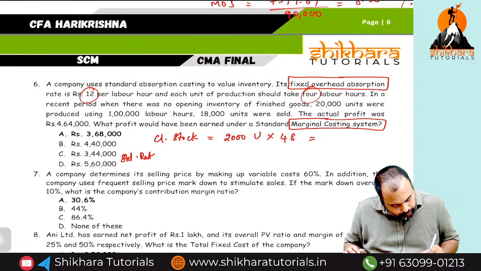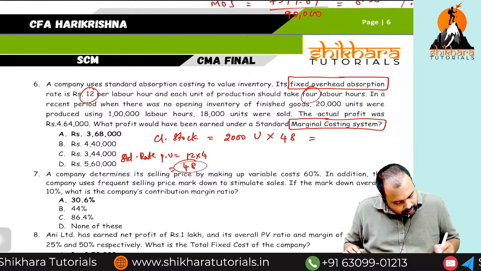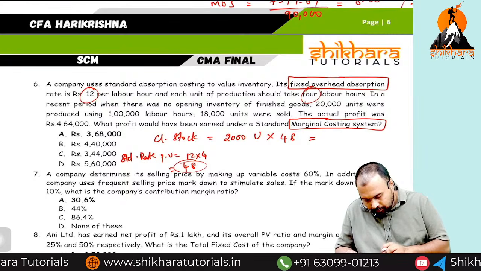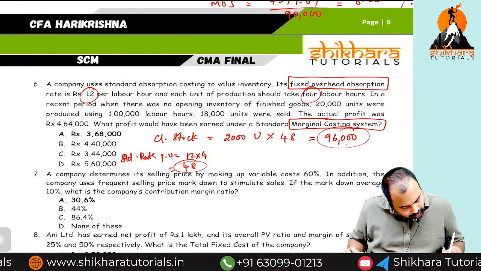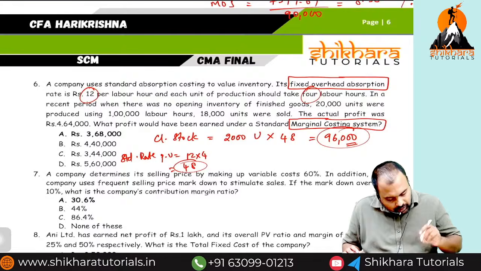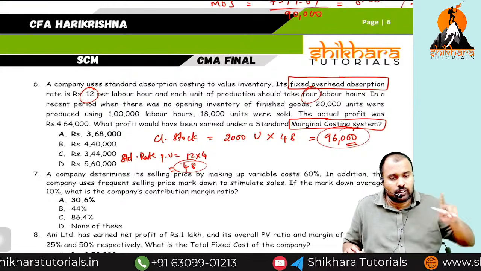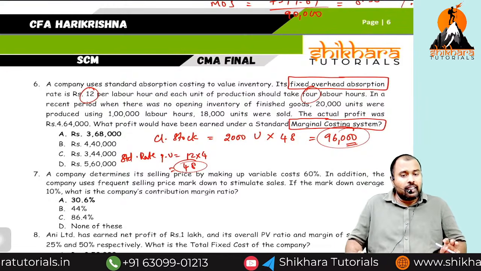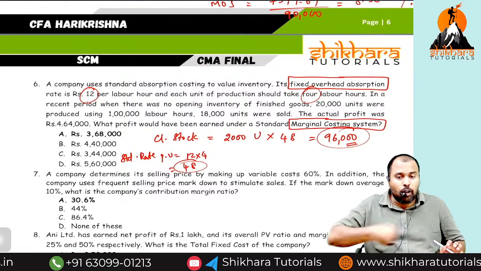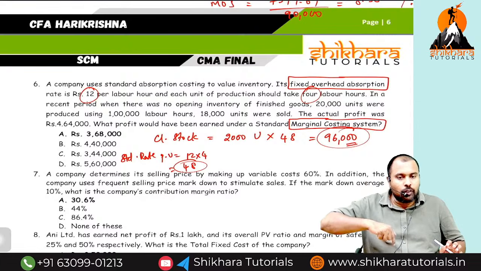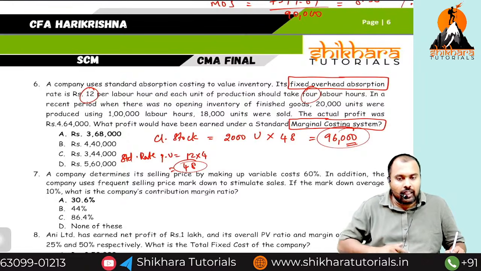Standard rate per unit is equal to 12 into 4, which is 48, sir. What is 2000 into 48? 2000 into 48 is equal to 96,000, sir. But in absorption costing, they're going to carry forward the fixed cost also. But in marginal costing, total fixed cost is absorbed in the same period. It means marginal costing profit will be 96,000 rupees lower than the actual profit.